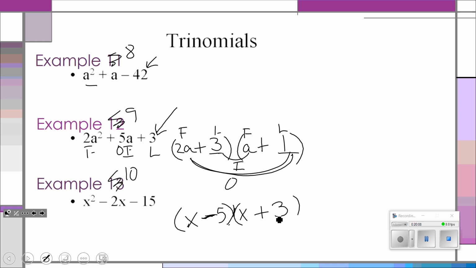But what if you just did this? What if you just put the 3 here and the 5 there, and it was a minus 3 and a plus 5? Would that work? No. So if you switch it around, it's got to have the correct sign. Okay? Any questions on that?